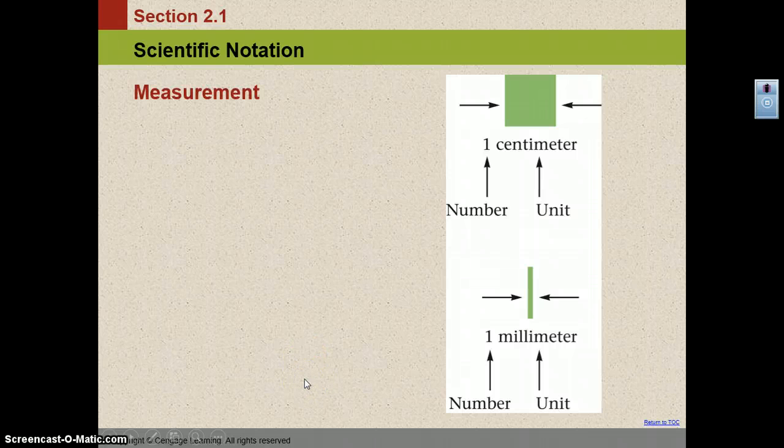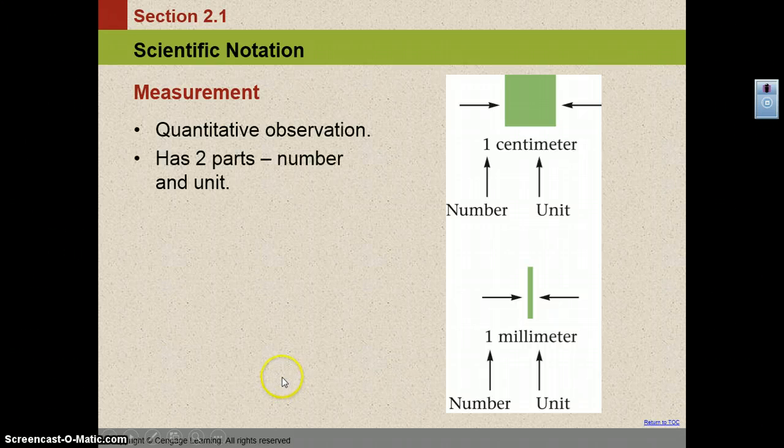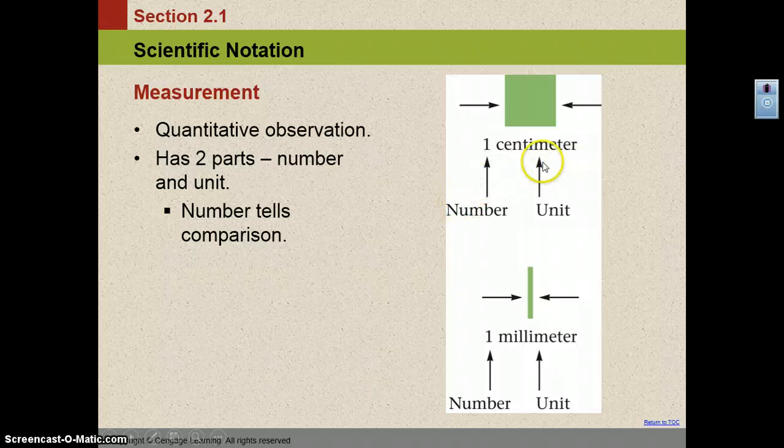Before we get into scientific notation, we need to be able to recognize what a quantitative observation is. And a quantitative observation has two parts. You have to have a number and you have to have a unit. It doesn't do any good at all to have a number without telling me what it is. So in this case, this measurement right here, the number is 1 and it's a centimeter unit.